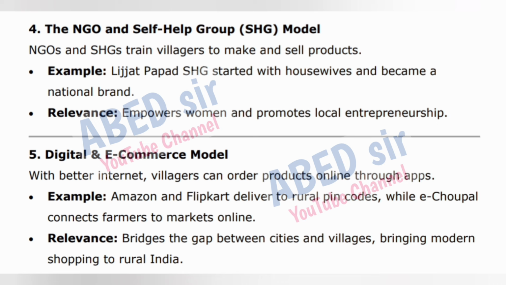5. Digital and e-commerce model. With better internet, villagers can order products online through apps. Example, Amazon and Flipkart deliver to rural PIN codes, while eChopal connects farmers to markets online. Relevance. Bridges the gap between cities and villages, bringing modern shopping to rural India.